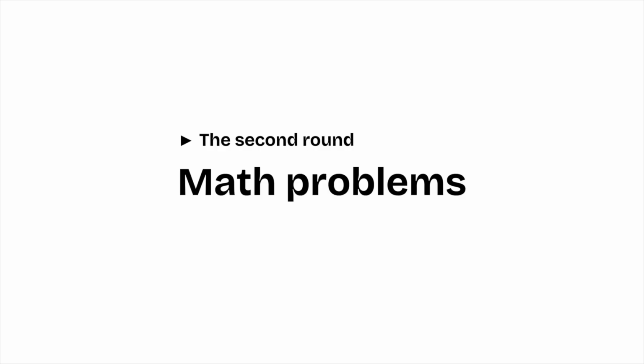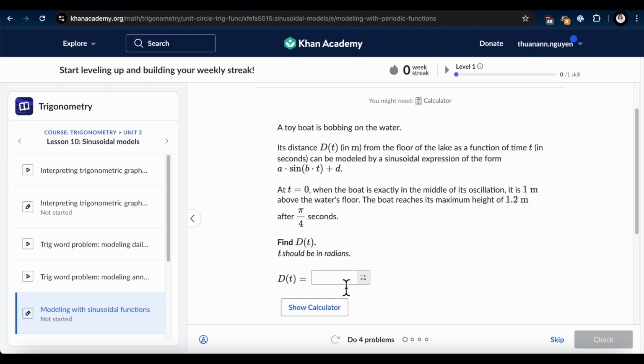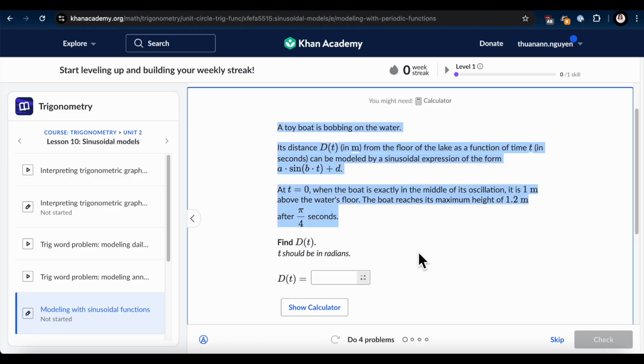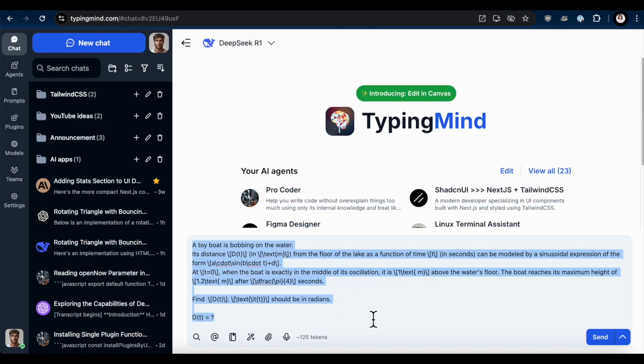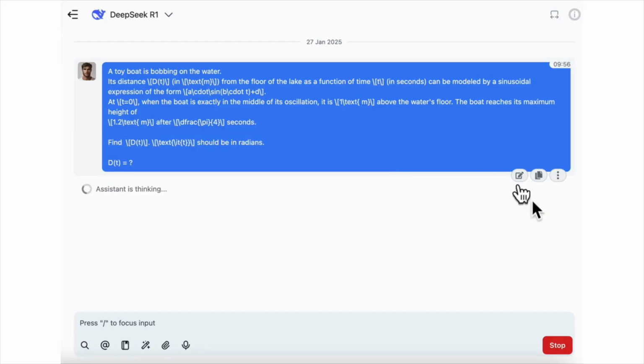All right, let's move to the next round, the math problem. I'm using this question from Khan Academy. Find the DT, which is the distance of a toy boat bobbing on the water from the floor of the lake. Let's kick things off with DeepSeek R1 first. I mean, it would be so much easier if DeepSeek R1 supported vision via API. That way, I could just pass an image of the question to it instead of typing all the text here. The AI is thinking.